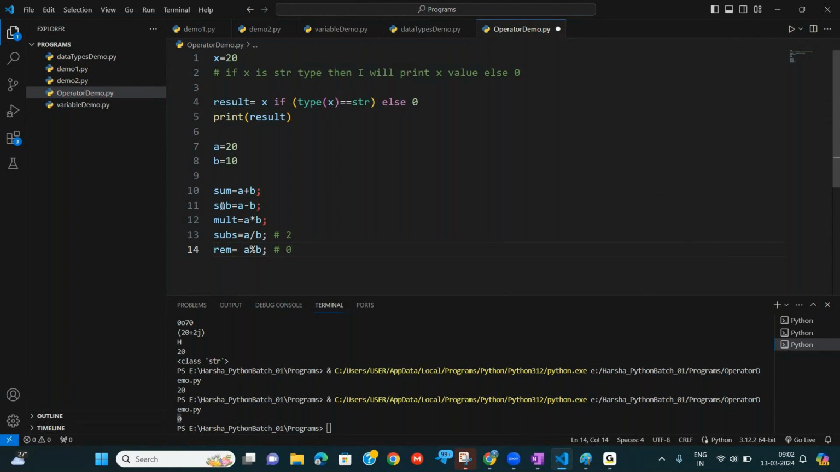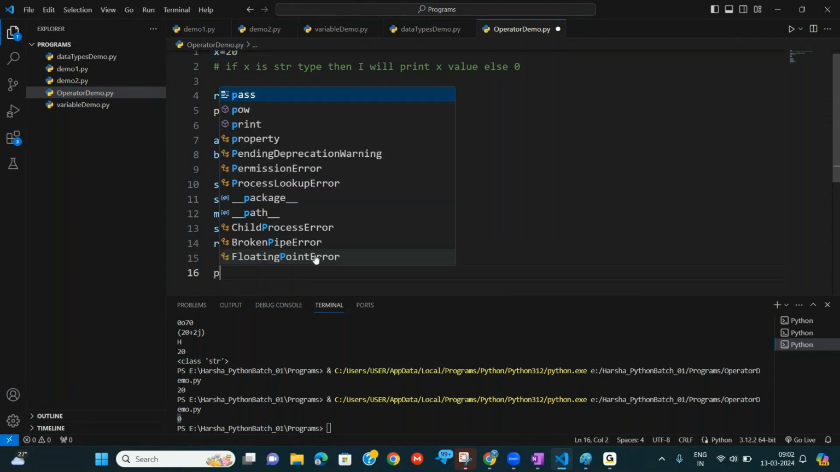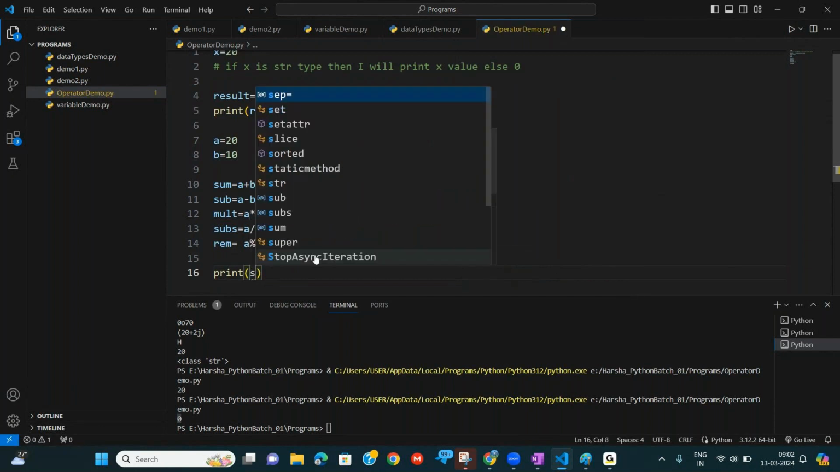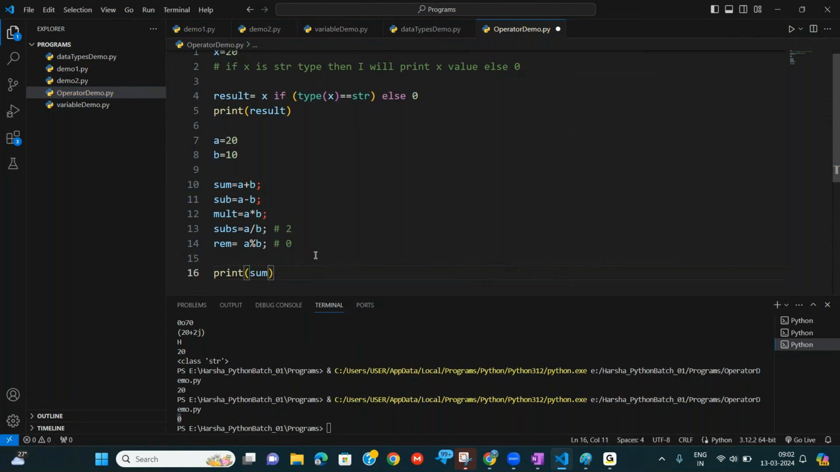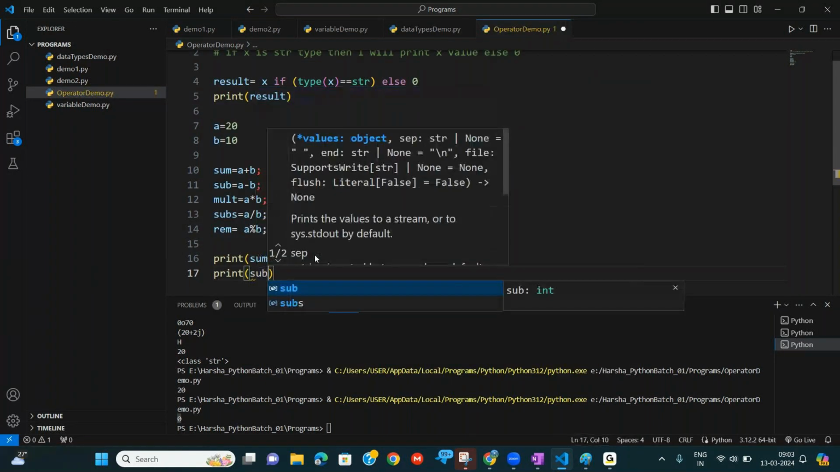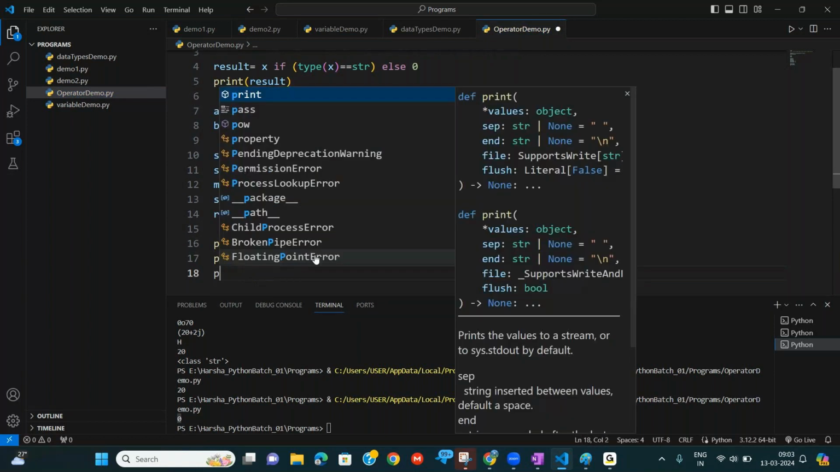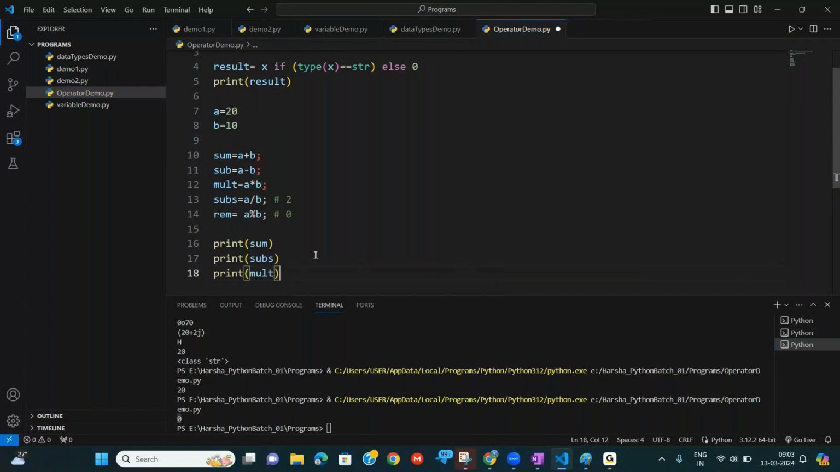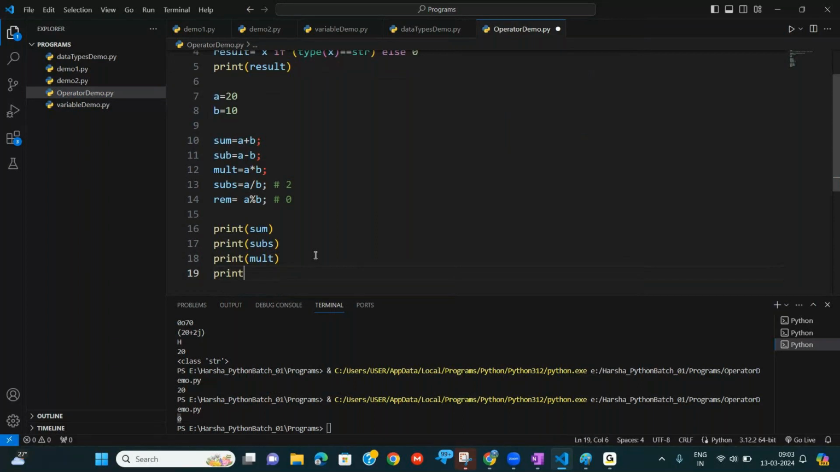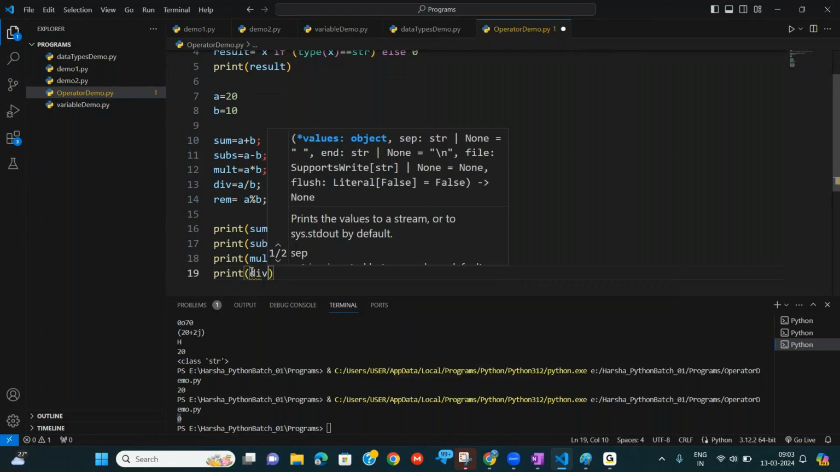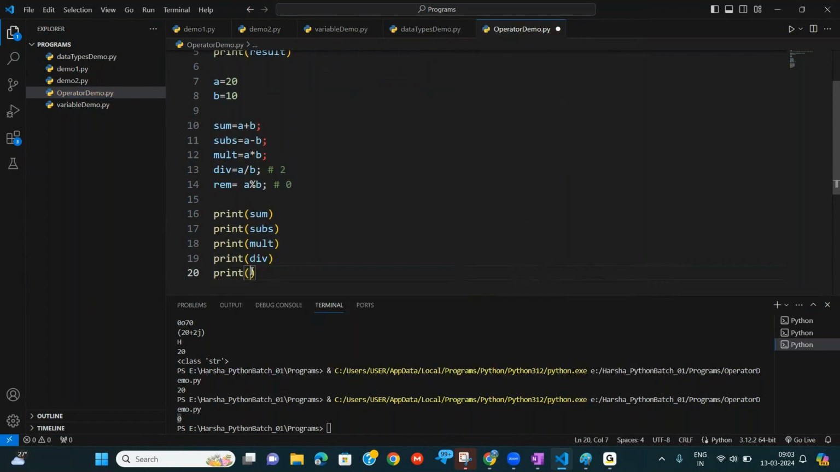So this is the functionality of the arithmetic operators. Now if I'm trying to print the sum, the subtraction, the multiplication, and the division, and the other thing is I need to get the remainder.